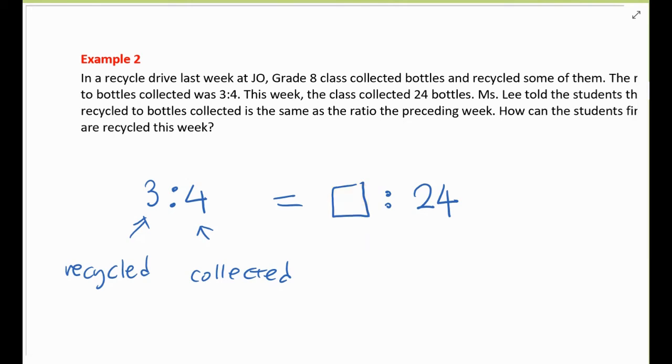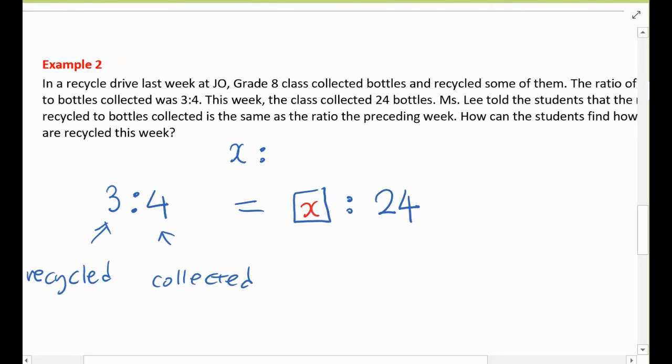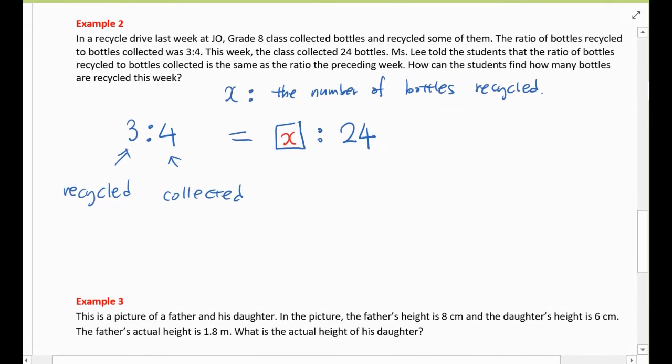Okay, so we're going to let this number be x. As I said, every time you use x, you have to define your x. x is the number of bottles recycled. All right? Now we have all the information, 3 to 4, x to 24.